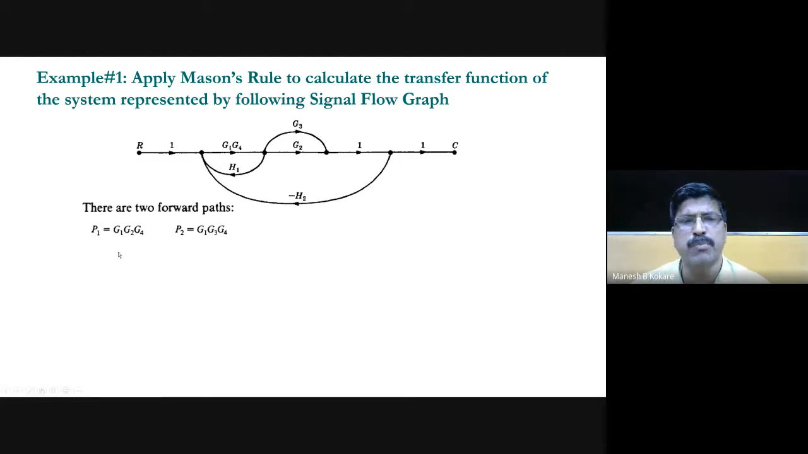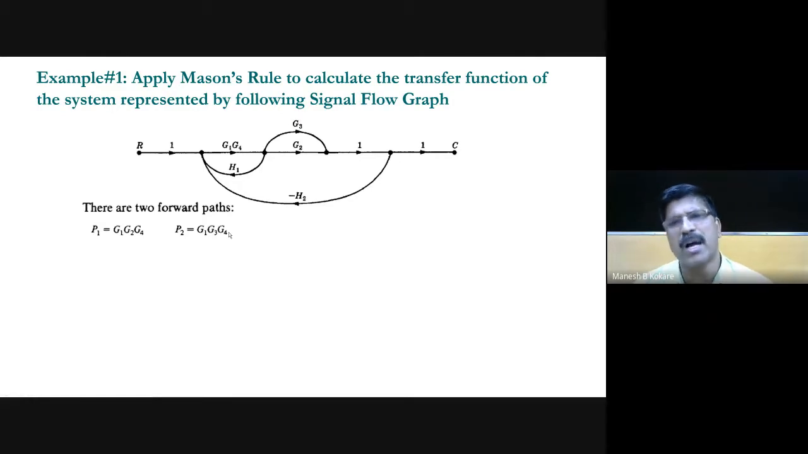So P1 is the first forward path, that is 1 into Z1 into Z4 into Z2 into 1 into 1, which gives Z1, Z2, Z4. The second one is 1 into Z1 into Z4 and then Z3 and into 1, so that is Z1, Z3 and Z4. So we have calculated the value of n and all the forward paths.